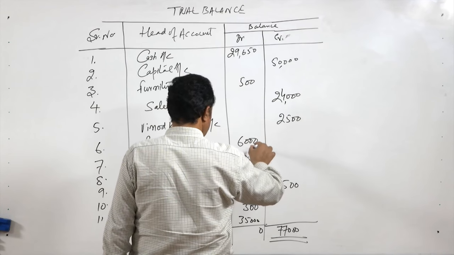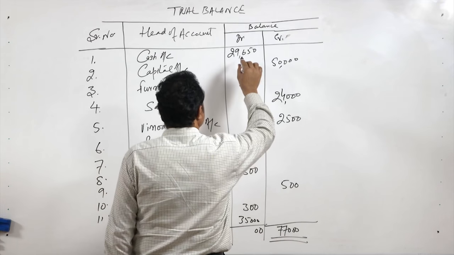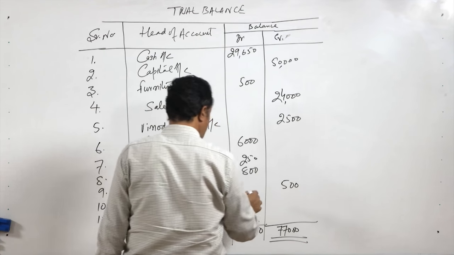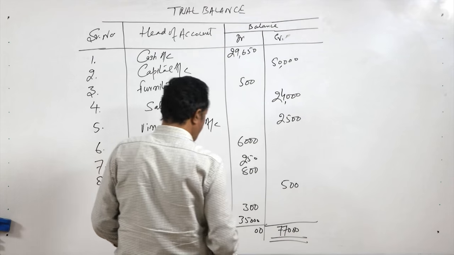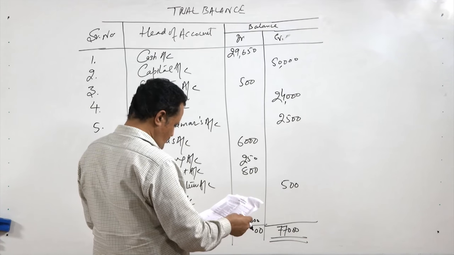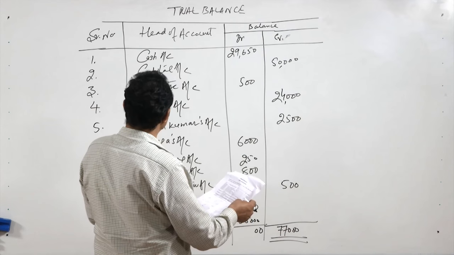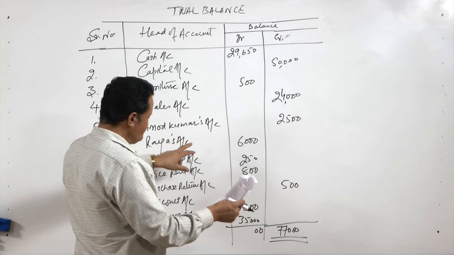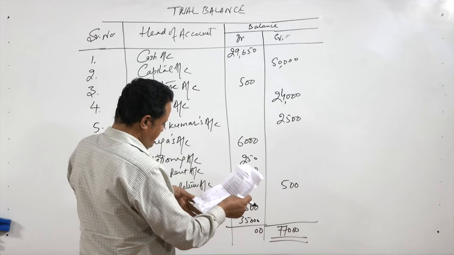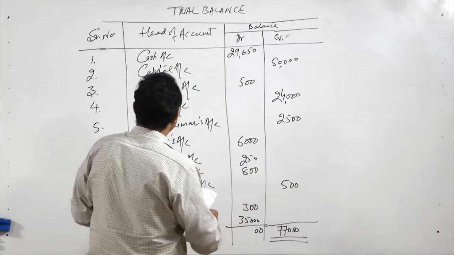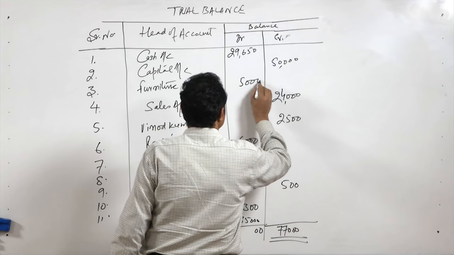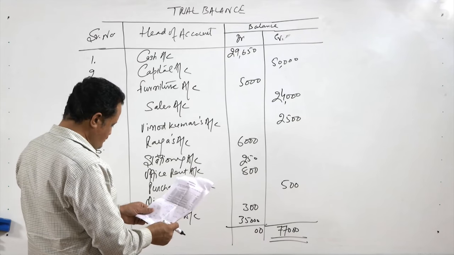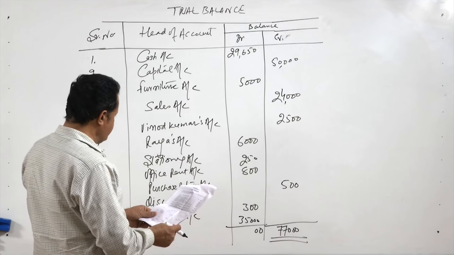It is the same balance. So if you look at the total of 29,000, the cash balance is 29,650, then we have the purchase account 35,000, then the furniture account. I think we are missing the furniture account. Now look, we are committing a mistake: the balance of the furniture account is 5000, not 500. And then we have Raja's account 6000, then the stationery account 250, office rent account 800.